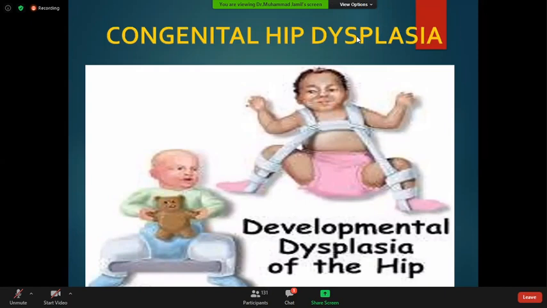The next topic that is very important is congenital hip dysplasia, or developmental dysplasia of the hip.